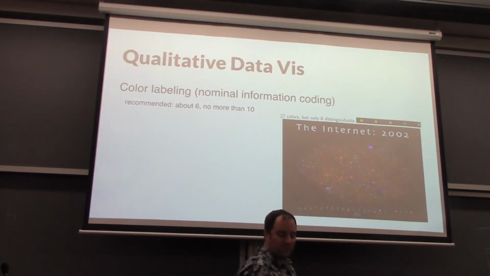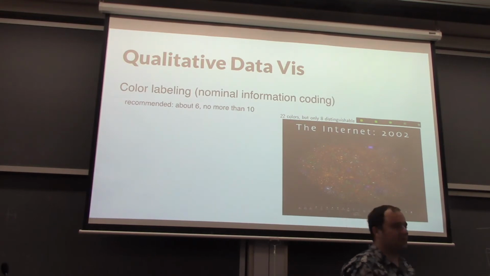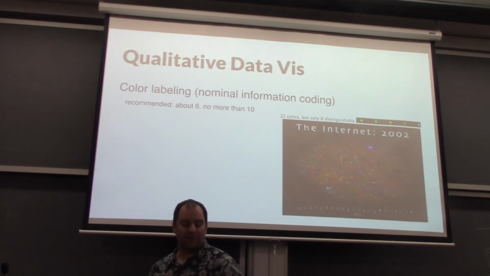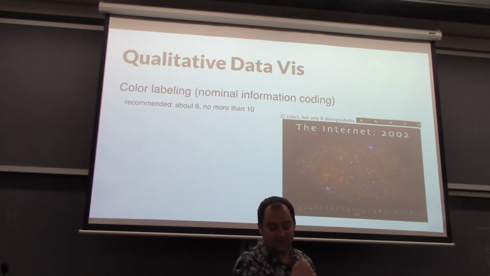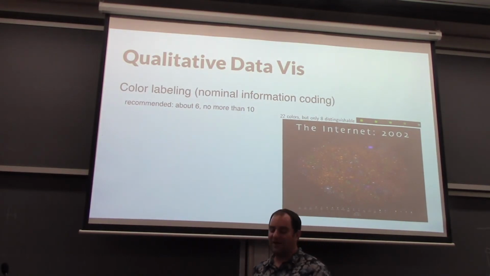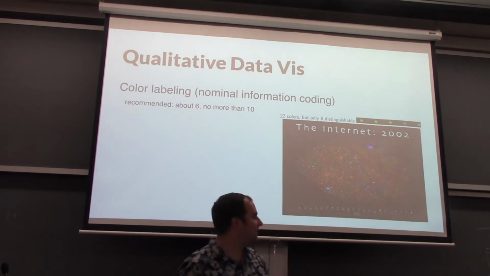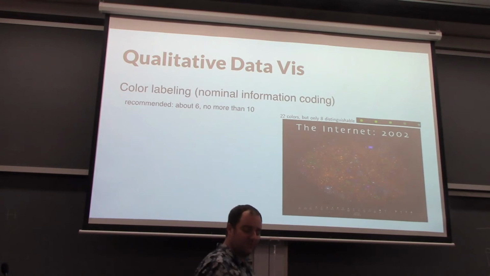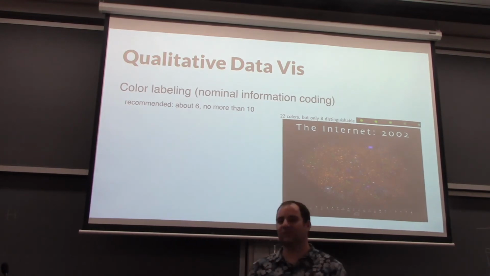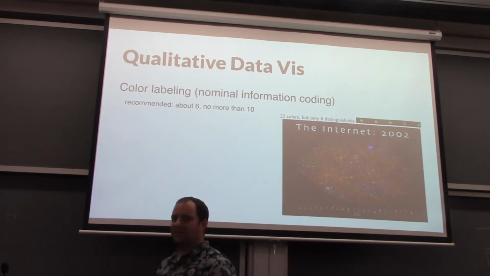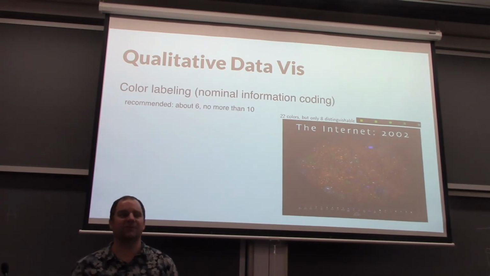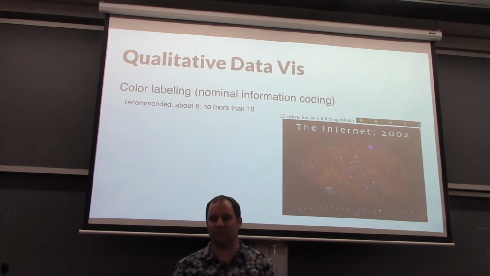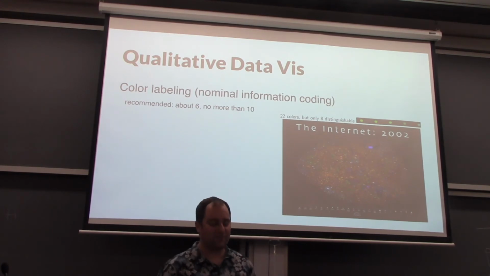The problem with colors is that we perceive millions and millions of colors, but it's really hard to tell them apart. For example, this shows a graph of the internet in 2002. The author of this visualization has chosen to use 22 different colors to show different domains. But we can only perceive 7 or 8 or 9 different colors reliably. We can only distinguish a very limited number of colors reliably.